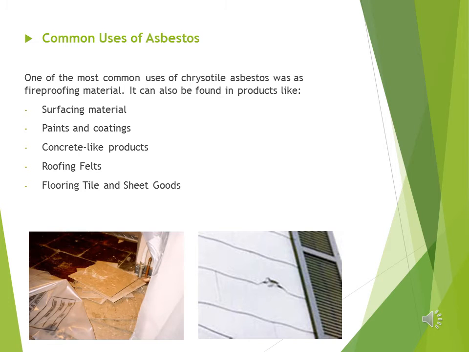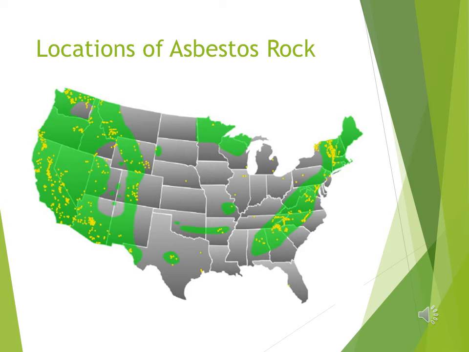One of the most common uses of chrysotile asbestos was as fireproofing material. It can also be found in products like surfacing material, paints and coatings, concrete-like products, roofing felts, and flooring tile and sheet goods. This is a map showing the known locations of asbestos rock in the United States.